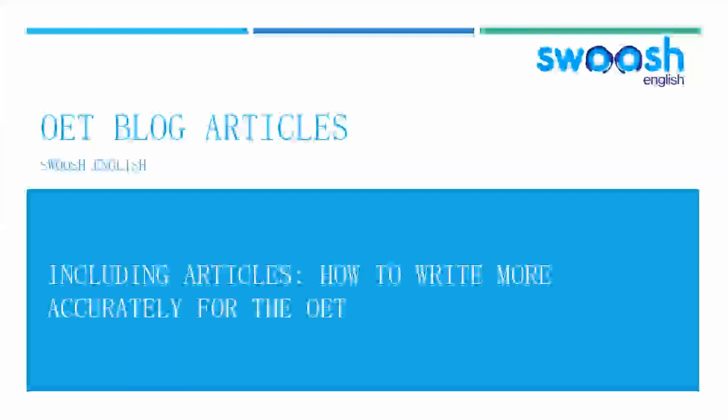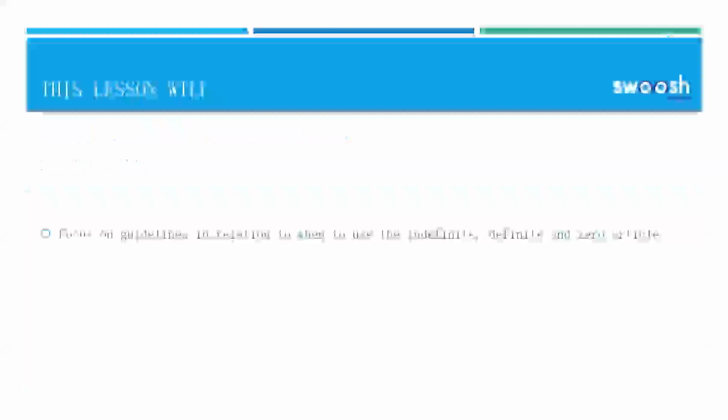This one focuses on including articles, how to write more accurately for the OET. So in this lesson, we will focus on guidelines in relation to when to use the indefinite, definite, and zero article, or in layman's terms, the, a, and, well, neither of the two.